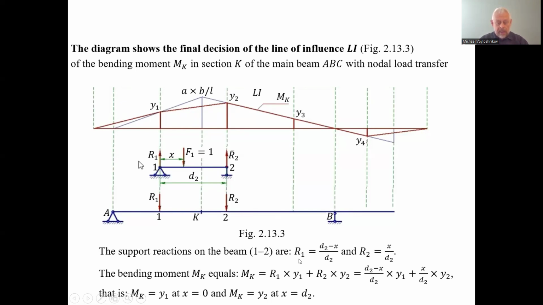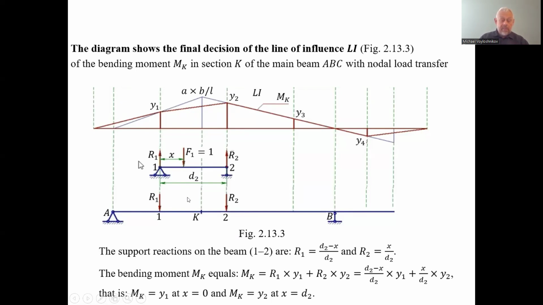the force reaction at the point 1 of the auxiliary beam of the panel depends linearly on the location of the unit force along the panel in the span 1, 2. And the reaction in number 2, the same way we can find that it is equal to x divided by d2. So we can find this reaction R2.